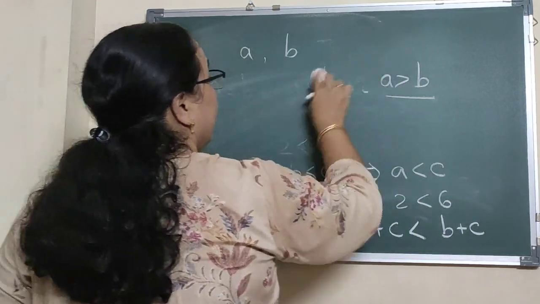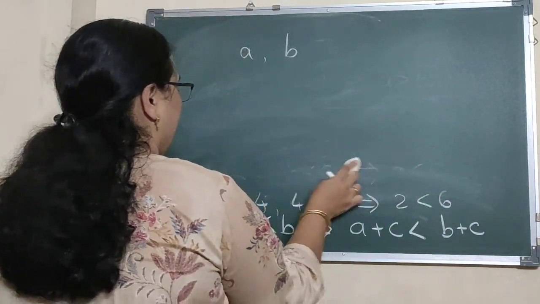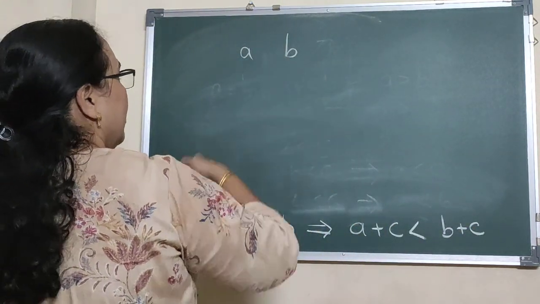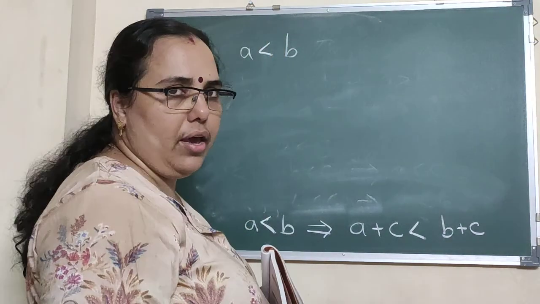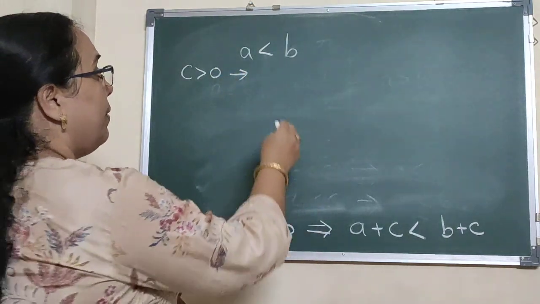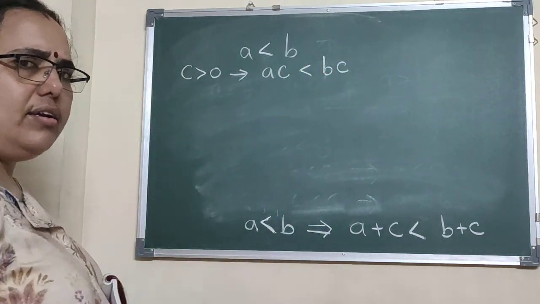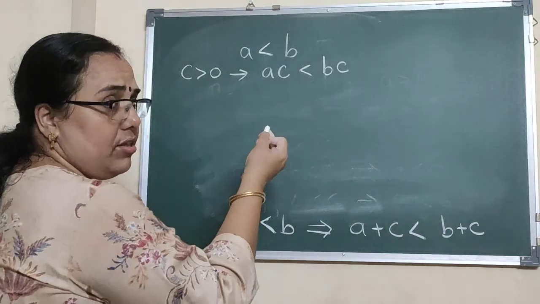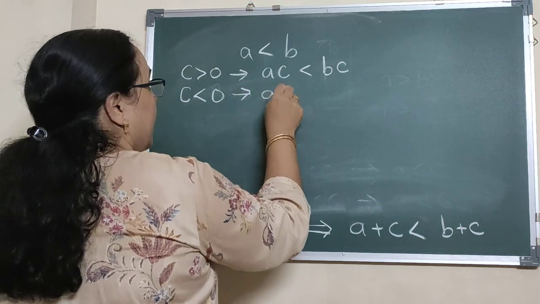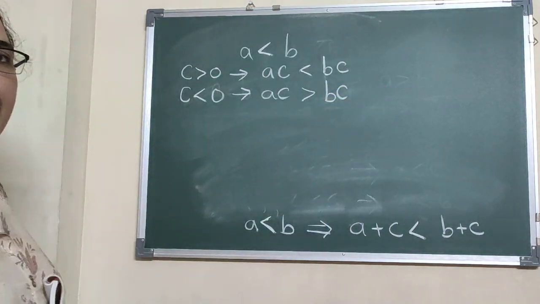But that is for addition. If it is multiplication, what happens? Let us have a look at it. I have two numbers A and B. A is less than B. If C is positive, then when I multiply, AC and BC, the relation remains the same. Let us see one example after I tell you the further property. If C is negative, what happens? The sign reverses. So you get AC is greater than BC.